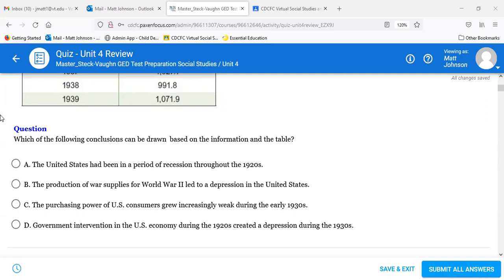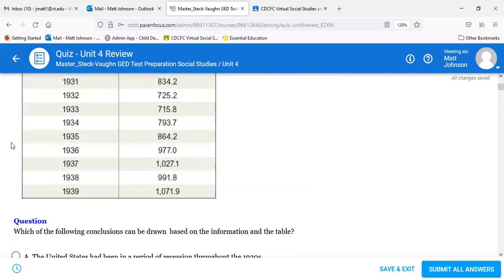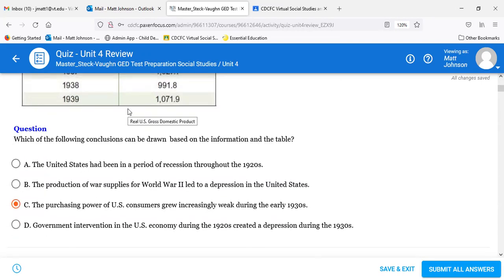Is it B? So it's C, the purchasing power, right? We're looking at what goes along with a recession or depression. There's less purchasing power by the consumer, by the individual. When we get to those 1930s and those early years, remember, GDP is the market value of all services and goods produced in a nation. If that is decreasing and not increasing, that's affecting the consumer, the individual, and that's likely a recession or a depression. And then B, we hadn't quite gotten into World War II yet.